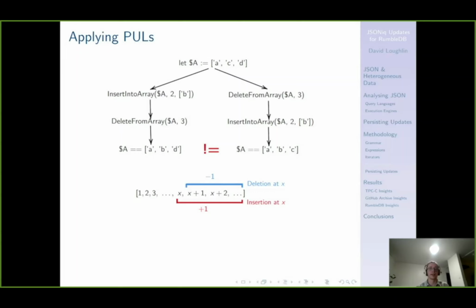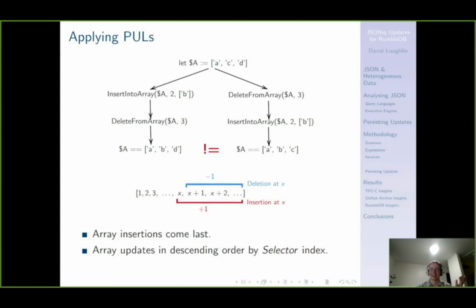Thus, for a deletion and insertion at a given index, the deletion will not alter the index of the insertion, but the insertion can change the index of the deletion. So for insertions at a given index, we have to perform them last. Using the same principle, updates at lower indexes change the index of updates at later indexes. So array updates must be performed in descending selector order, where these selectors are the indices of the targets.